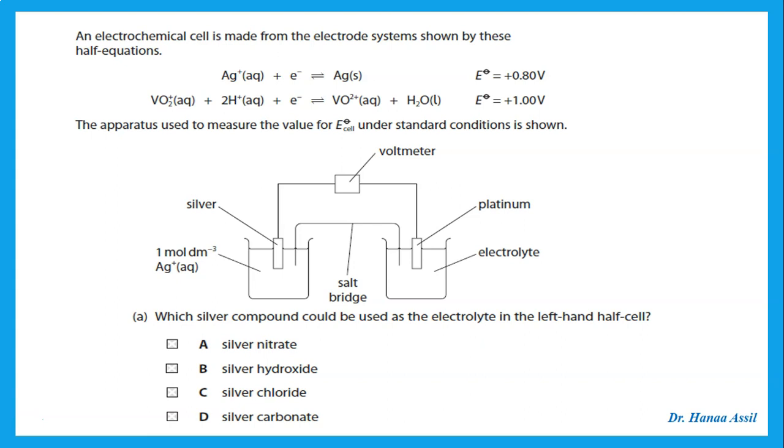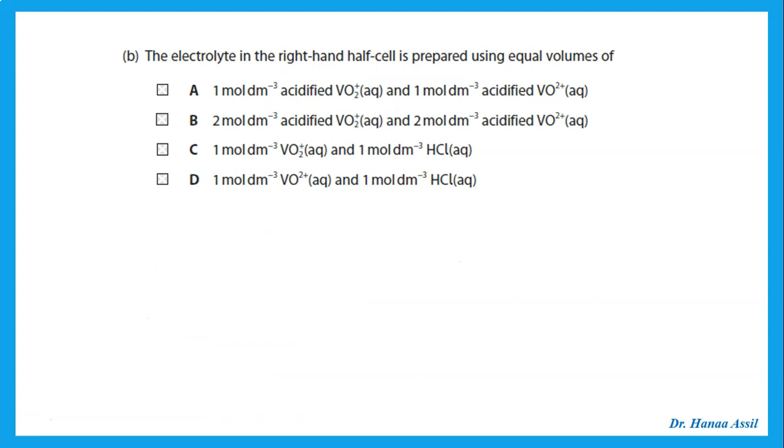Again, I'm going to remind you, an electrochemical cell is made up of two half cells. So each of these beakers is a half cell. Now, in the beaker on the left, I want silver ions. So they should be something that is soluble. So that would be silver nitrate, and the solutions have to have a concentration of 1 mole per decimeter cubed.